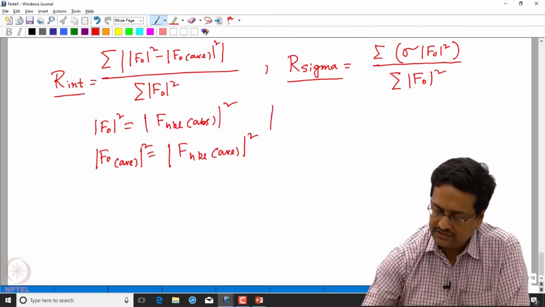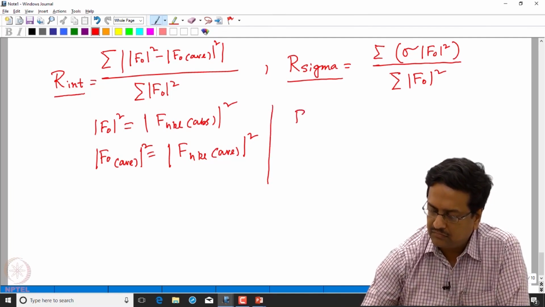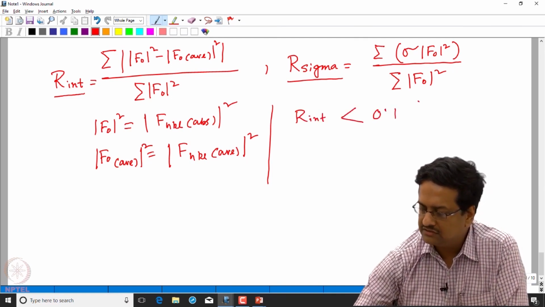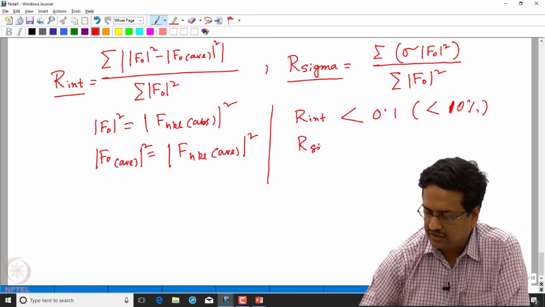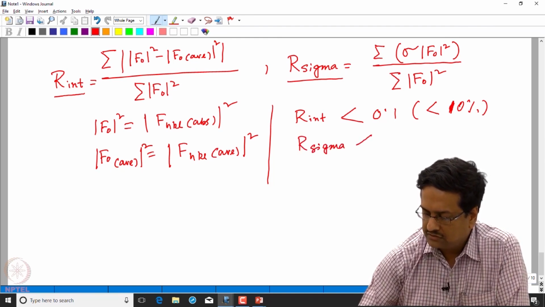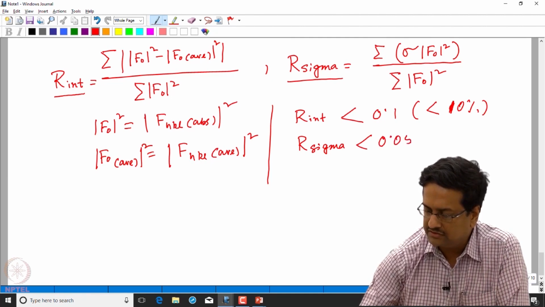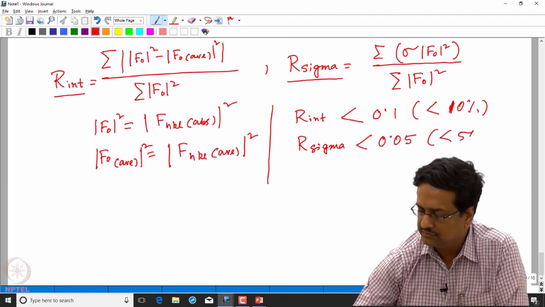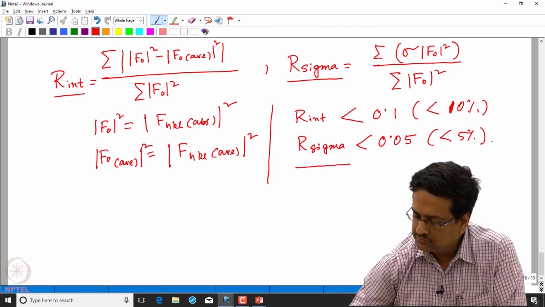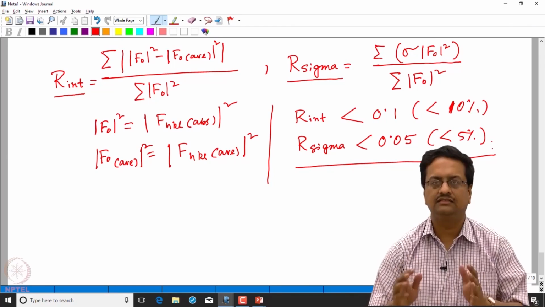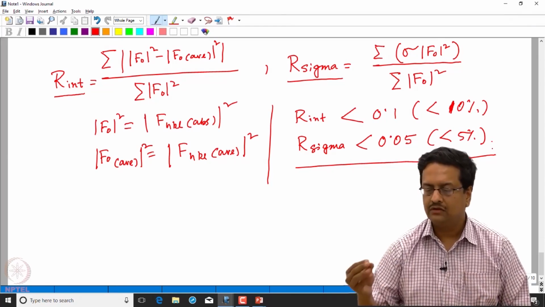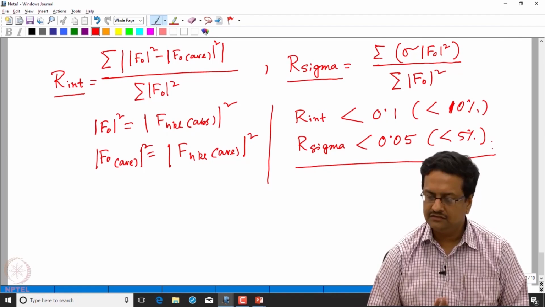The acceptable values are: R int should be less than 0.1, that means less than 10%, and R sigma should be even less than 0.05, which is less than 5%. These two indicators are very important. One has to look at these two indicators at the end of data reduction to identify the quality of the data.